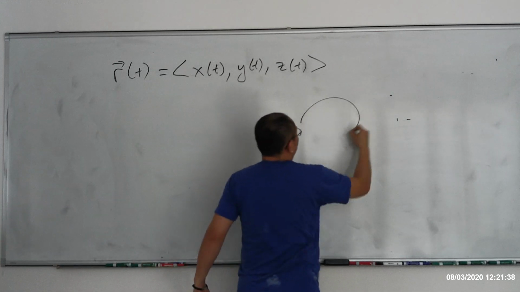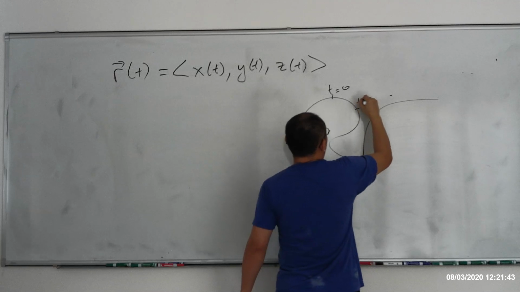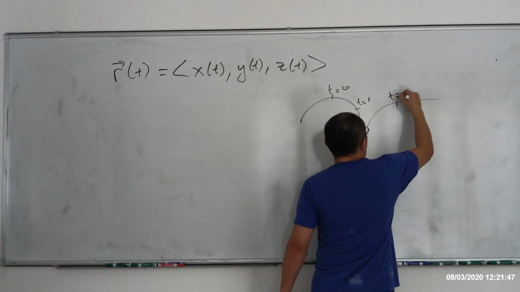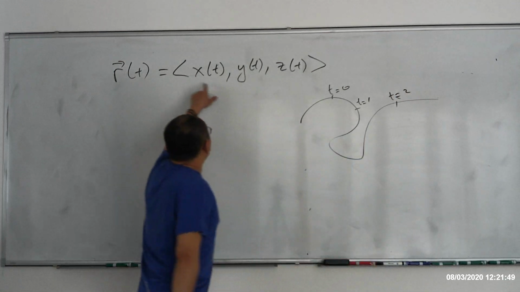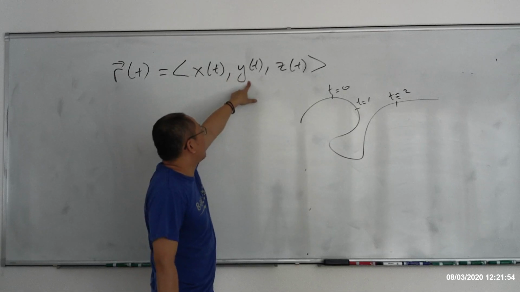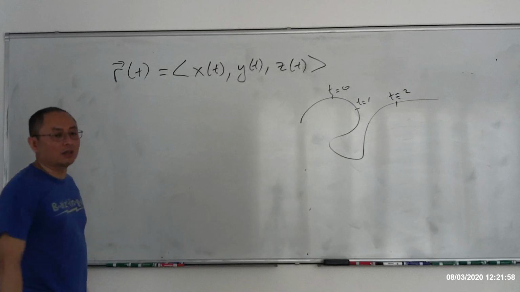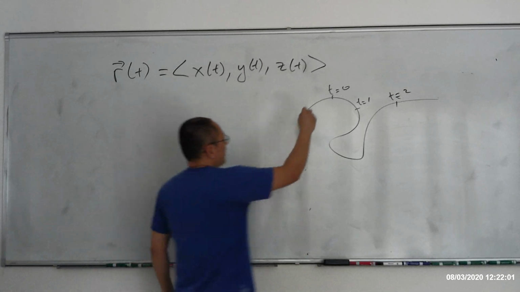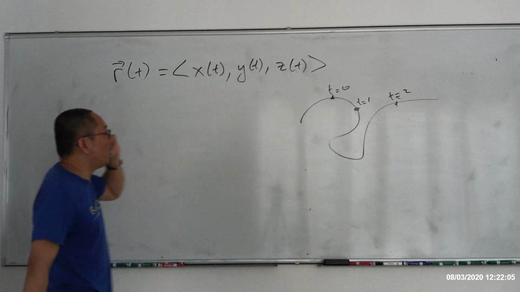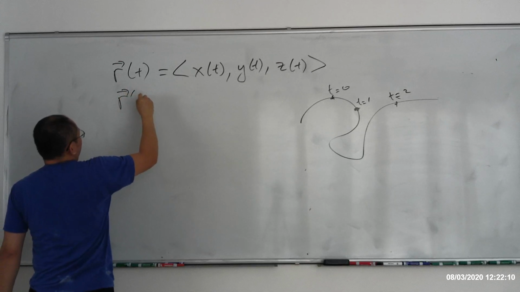We have a curve. Just draw it randomly. So t equal to 0 is right here, t equal to 1 is right there, and t equal to 2 is right there. The x coordinate is a function with respect to the time t, the y coordinate is another function of time t, and the z coordinate is another function of time t. And this is a vector function, a particle in three-dimensional space. And of course, you have two-dimensional space, where z is equal to 0, you've got just x and y. Same thing.